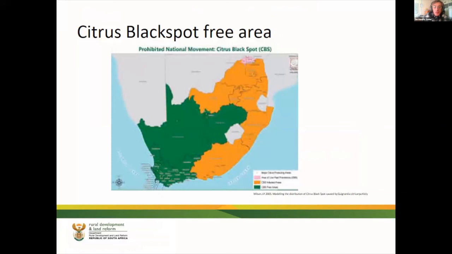Another pest-free area, which I just want to mention quickly, is citrus black spot. Again, you can see the northern and eastern parts in orange is where it occurs. It doesn't occur in that whole area because it only occurs in citrus production blocks. The green areas are where it does not occur. This is still actively regulated through legislation as well, and it is very important specifically for our export programs to several countries.